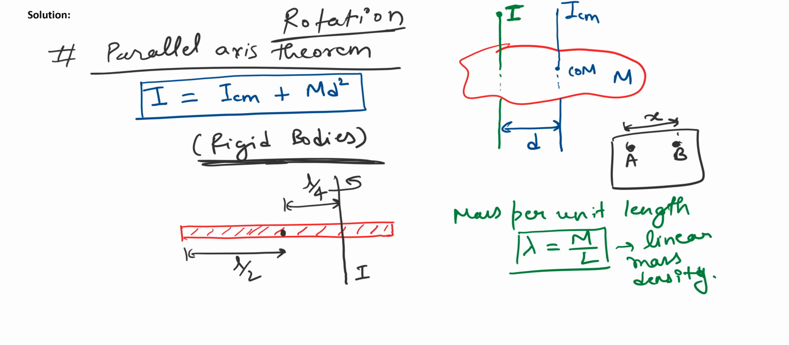To solve this, we'll take the help of parallel axis theorem. What does parallel axis theorem say? The moment of inertia about any given axis is equal to the sum of the moment of inertia about the center of mass plus mass into the square of the perpendicular distance between them. So we first have to find the axis which is parallel to the given axis and passing through the center of mass. So let's say this is your axis. The center is the center of mass for the rod. So this would become your ICM.